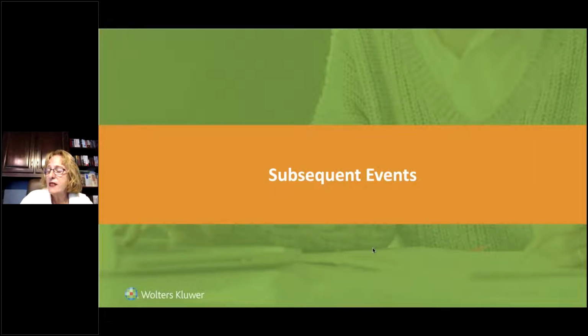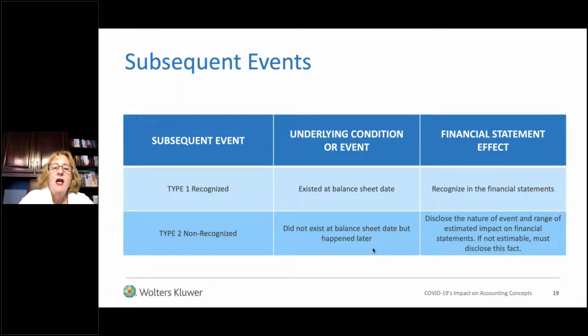All right, so that's a little bit about cash flow. Let's talk about subsequent events. If you look at this slide, subsequent events, as an accounting person, you can have a type 1 subsequent event and a type 2 subsequent event. Type 1 is recognized. The underlying condition existed at the balance sheet date, and the financial statement effect you recognize in the financial statements.